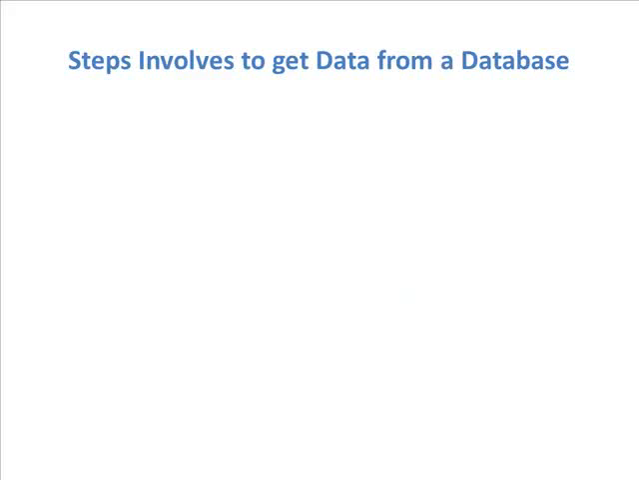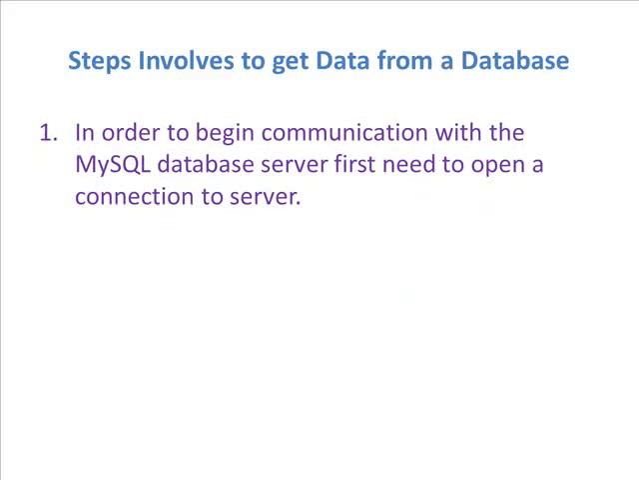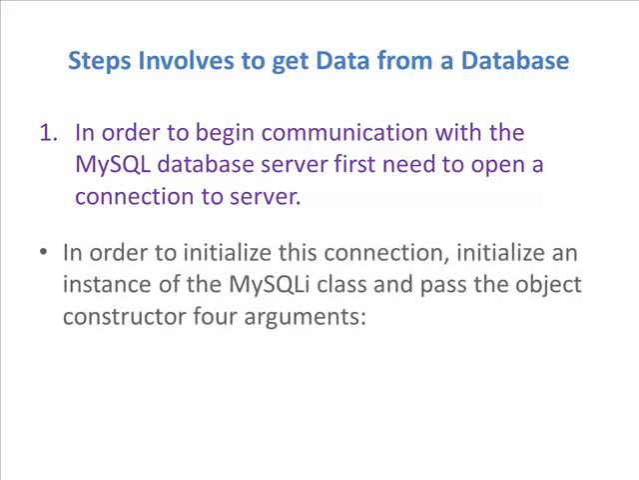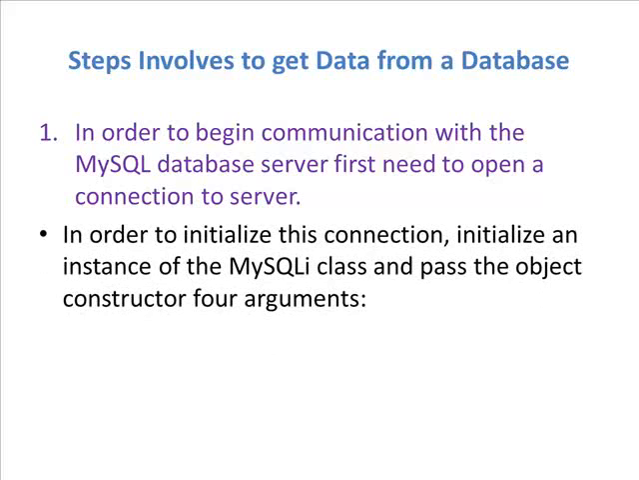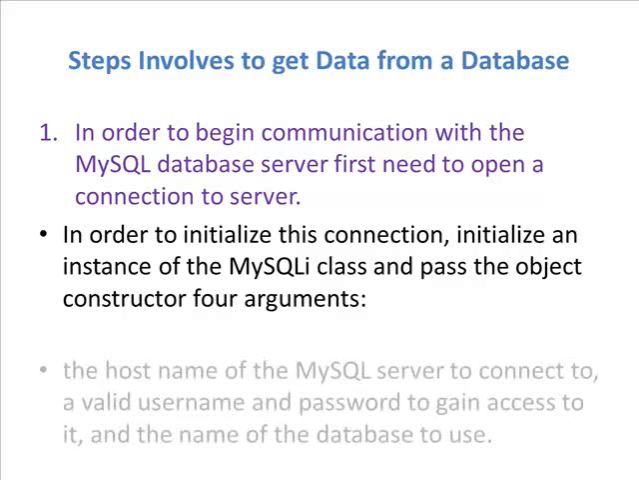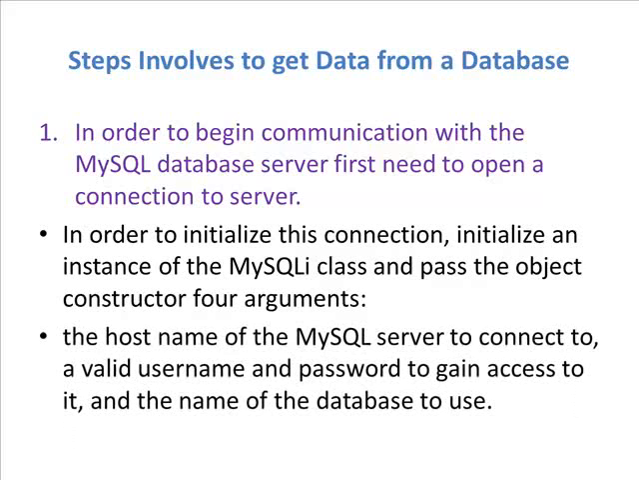Steps involved to get data from a database. In order to begin communication with the MySQL database server, you first need to open a connection to the server. To initialize this connection, create an instance of the MySQLi class and pass the object constructor 4 arguments: the hostname of the MySQL server to connect to, a valid username and password to gain access to it, and the name of the database to use.